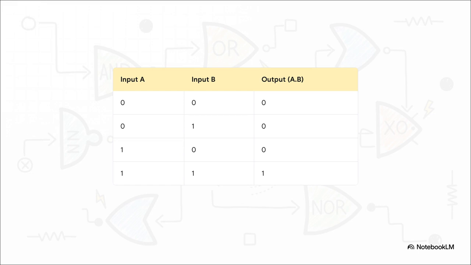This is the AND gate. And what you're seeing is its truth table. It's just a simple chart showing what it does. Look closely. The output is 1, or true, only when input A and input B are both 1. If even one of them is a 0, the output is 0. So yeah, it's a pretty strict gate.